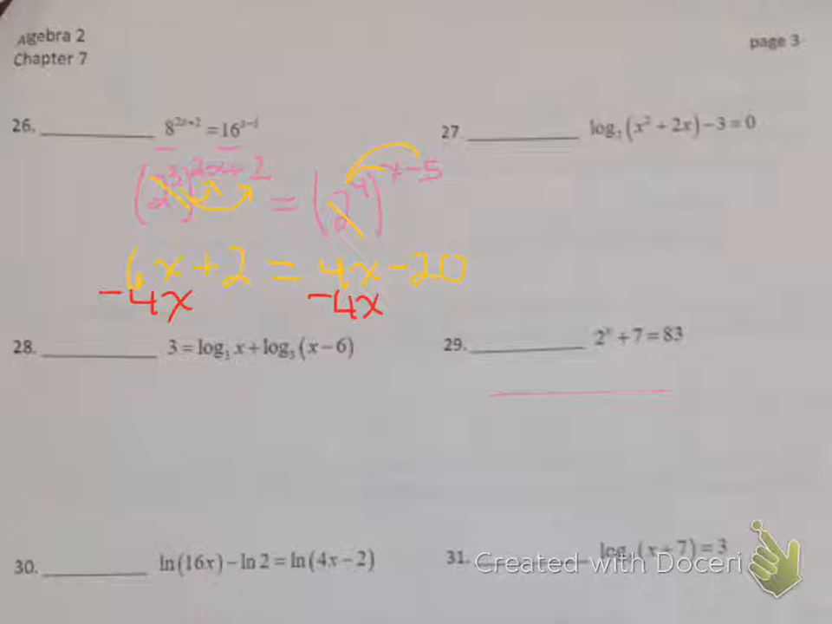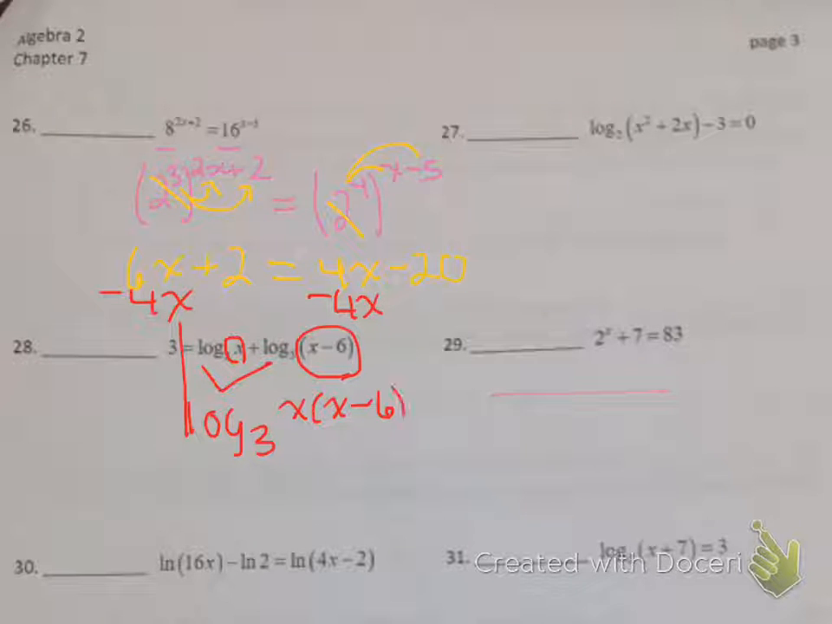All right, I'm back. We're going to do number 28 right now. 28, if you notice, I have 2 logs on the same side. I don't have logs on the other side, so I can't jump for joy. I do have to condense. Log base 3 of x times x minus 6 is equal to 3.